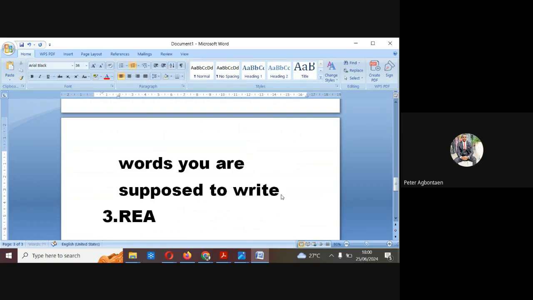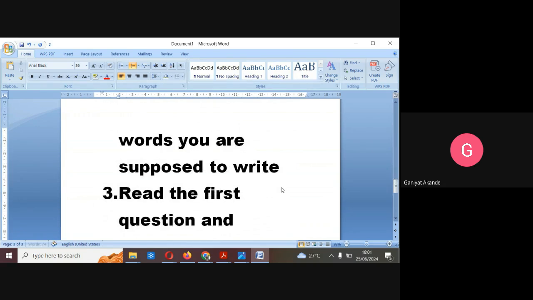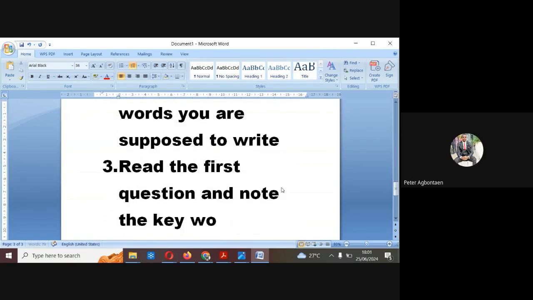So number 3, this is a step: read the first question and note the keywords in it. So you read the instruction and you read the first question, and note the keywords in the question. In dealing with a question like this, it isn't the passage that you read first. It is the question that you read first.